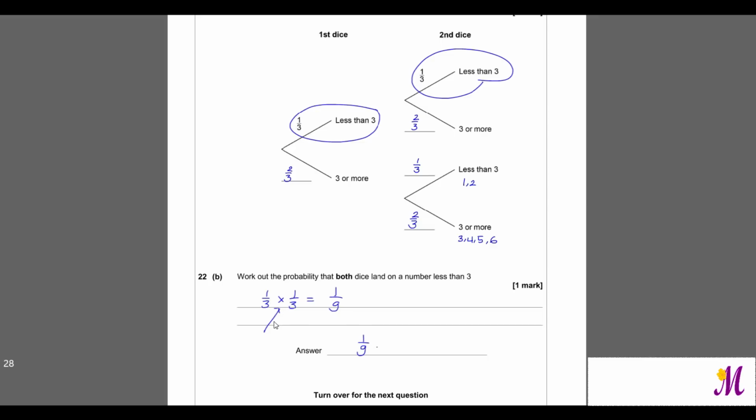This sign times if we want to have both happens. It's just an additional tip for you. If you are asked instead of both, you are asked or, so either first dice or second dice, then the probability will be 1/3 plus 1/3, which is 2/3. That is plus. So or makes plus, and both or and, we use this sign. We times them. So in this case, we use times because it's both.